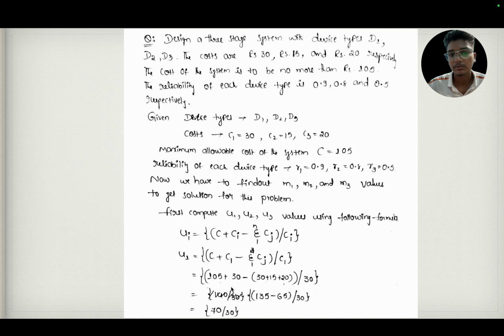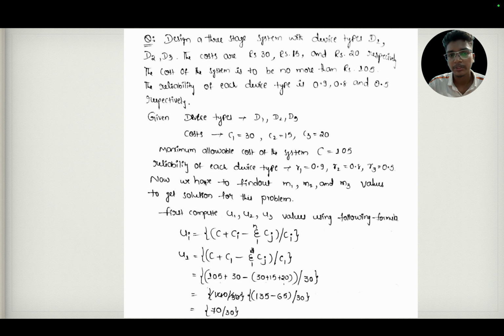Now let's see one question. Design a three-stage system with device types D1, D2, D3. The costs are rupees 30, 15, 20 respectively. The cost of the system should be no more than 105. The reliability of each device type is 0.9, 0.8 and 0.5 respectively. The reliability and cost of each device are given and the maximum cost is 105. Let's find the reliability of the entire system.